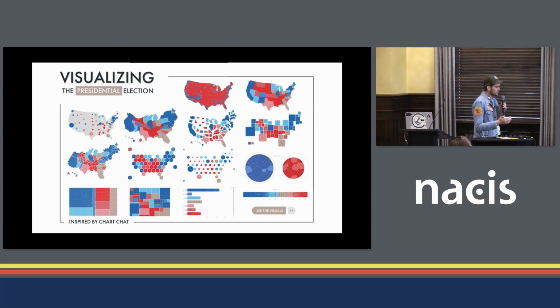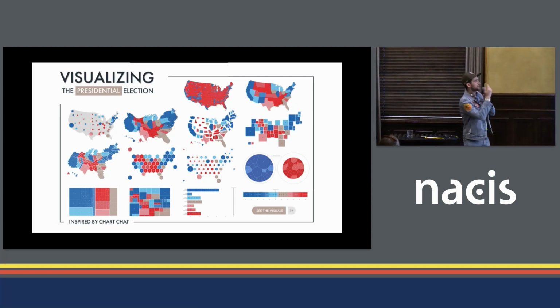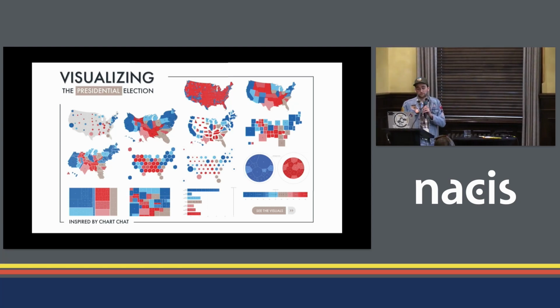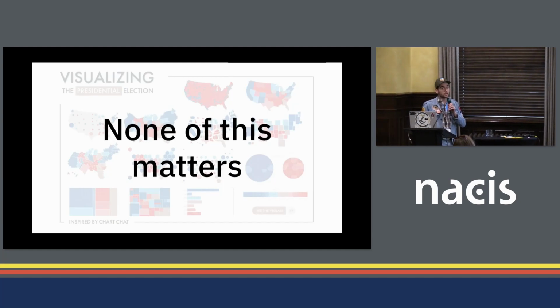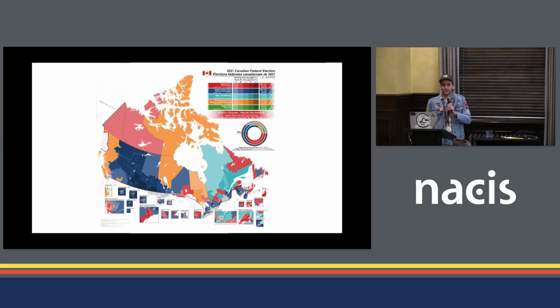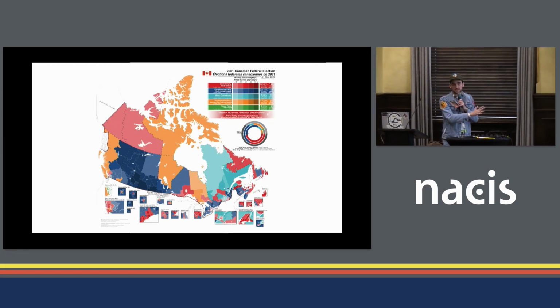And we've also seen there's a lot of ink spilled about statewide races, nationwide races, races for governor, races for president. We've seen entire books published about how to visualize the presidential election. What if I told you that none of that mattered? Okay. In Canada, the only thing we have is the House of Commons.